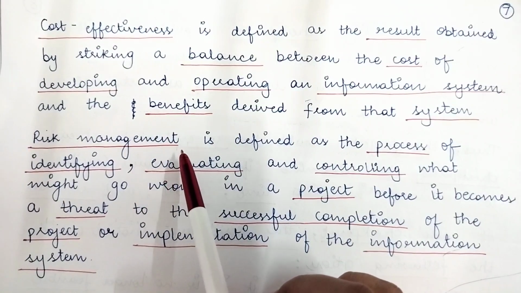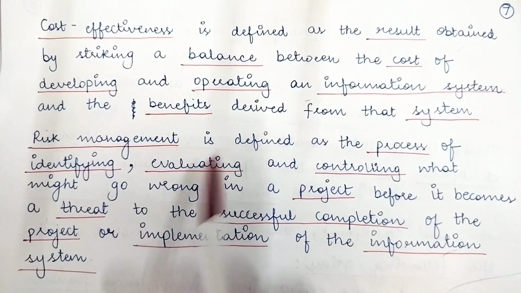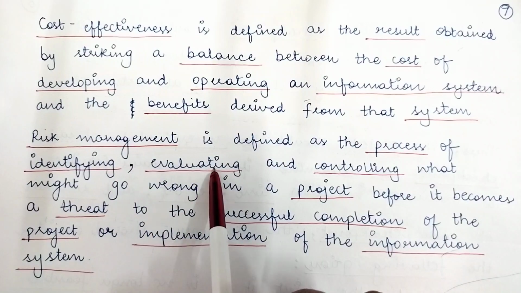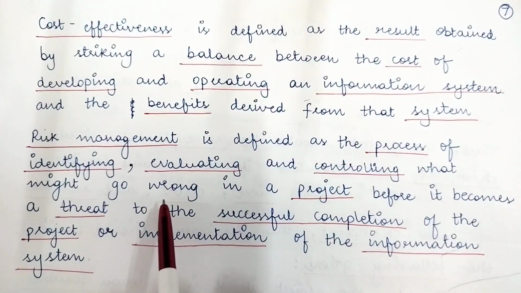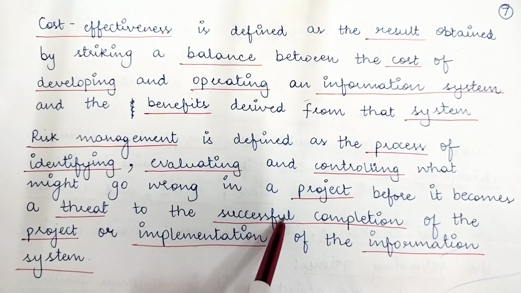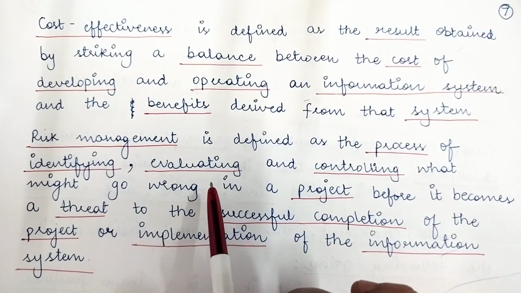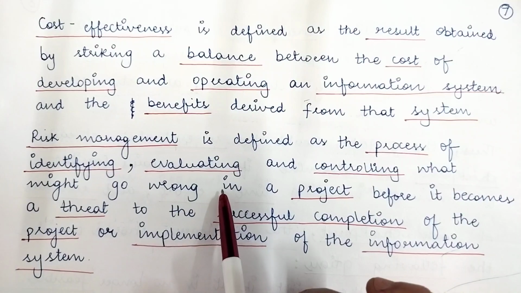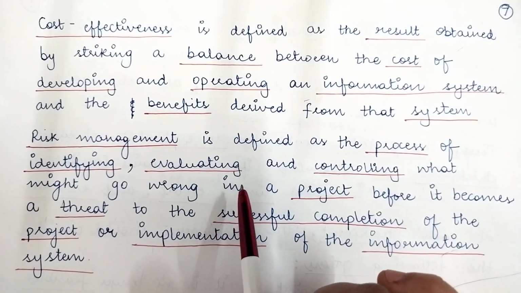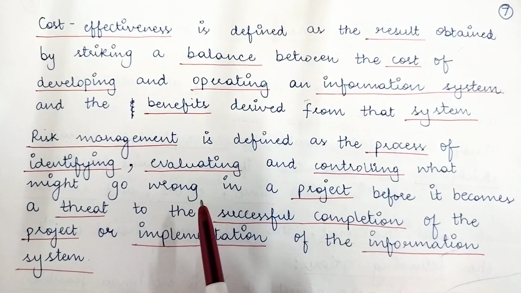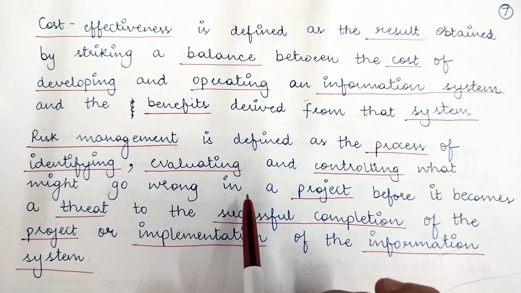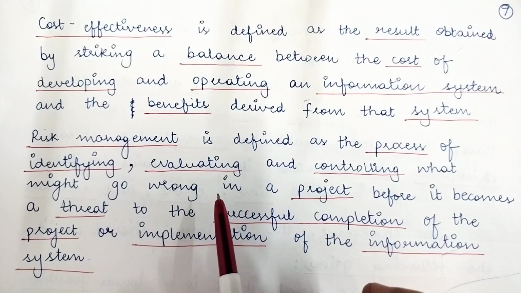Now, risk management evaluation is defined as the process of identifying, evaluating and controlling what might go wrong in a project before it becomes a threat to the successful completion of the project or implementation of the information system. So basically in risk management, you are evaluating and at the same time trying to control what are all the possibilities in this solution which may go wrong.